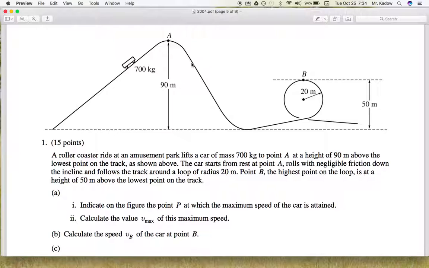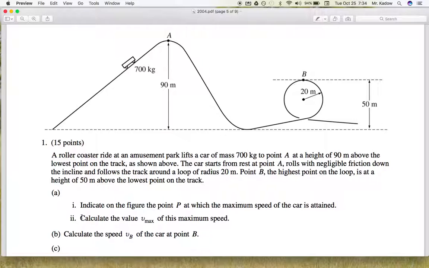As the cart rolls down the hill, it rolls faster and faster and faster until finally right down here at the bottom, that's going to be point P where the cart is moving the fastest. At any point higher than this point P, the cart has to be moving a little bit slower because some of its kinetic energy has changed into potential energy.